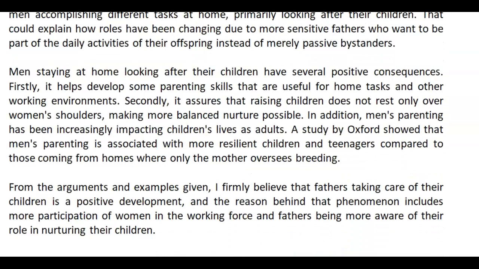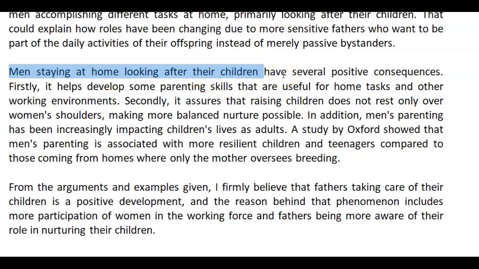Men staying home looking after their children. Careful, it's has, because this whole thing here, this noun phrase is your subject, this whole phrase. And it's a singular subject, because it is a phrase. And so it should have a singular verb. So it should be men staying home looking after their children has several positive consequences. Do you understand what I mean? It's not men have consequences. It's this situation, this whole noun phrase is your subject. So it should have that singular verb.